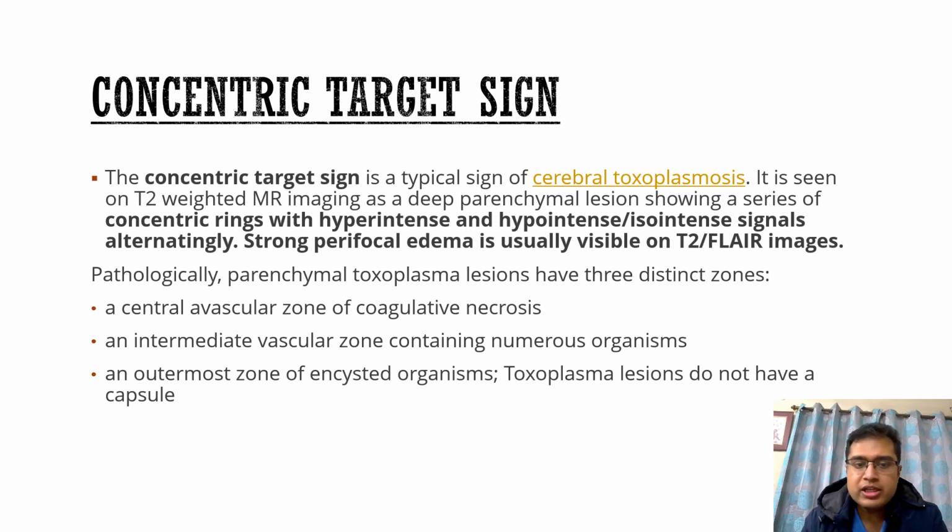Pathologically, the toxoplasma lesions have three distinct zones. Because of that, this concentric target sign is seen. That is a central avascular zone of coagulative necrosis, an intermediate vascular zone containing numerous organisms, and an outermost zone of encysted organisms.